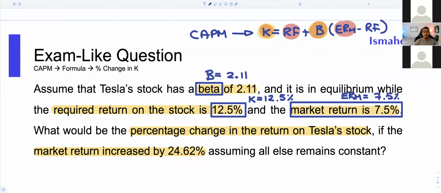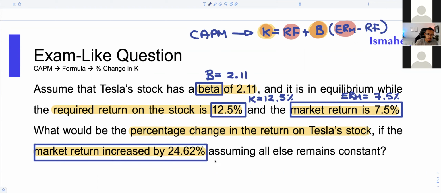Now we're asking, what is the percentage change if the market return increased by 24.62%? This is telling you what would happen if we increase our ERM by 24.62%. Now, this is interesting because we have our ERM. However, what are we missing within our formula? What's a variable that it didn't give us that could help us moving forward? What's something they didn't give us within our CAPM formula?